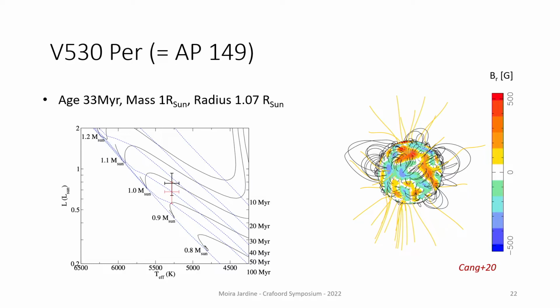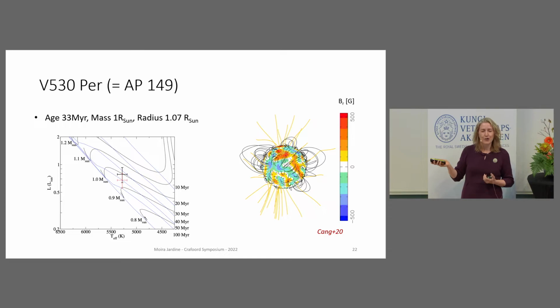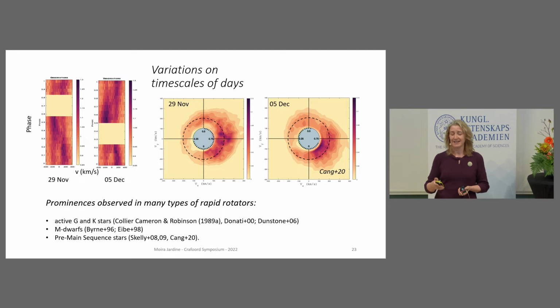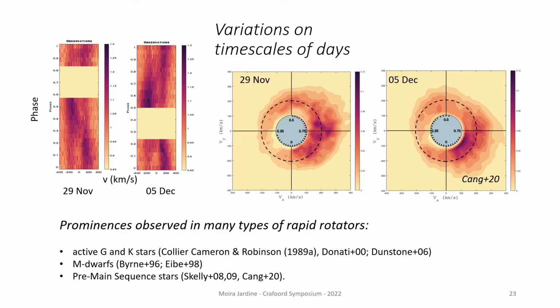This is an image of the radial magnetic field at the surface. You see it's very complicated looking. But what I really wanted to show you, because this is something that's very close to my heart, are the observations of the prominences. So this is the data on the left. This again is time running this way, or rotation phase against velocity.